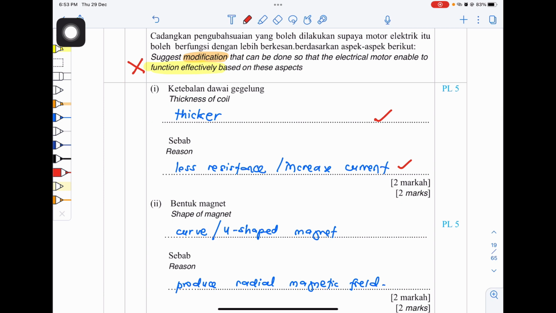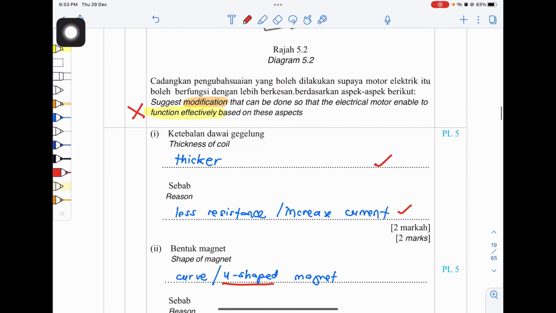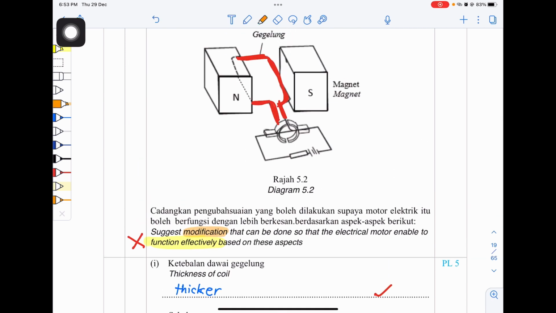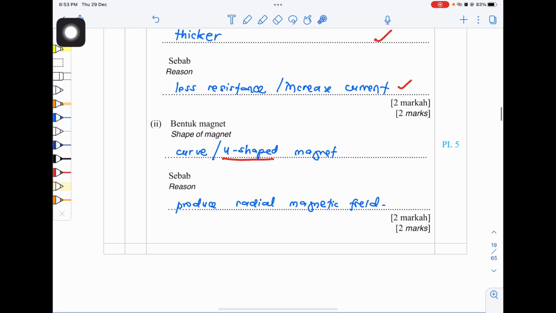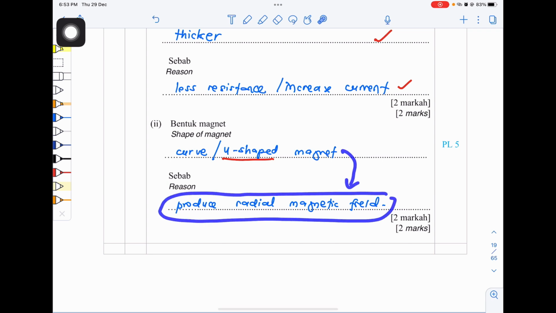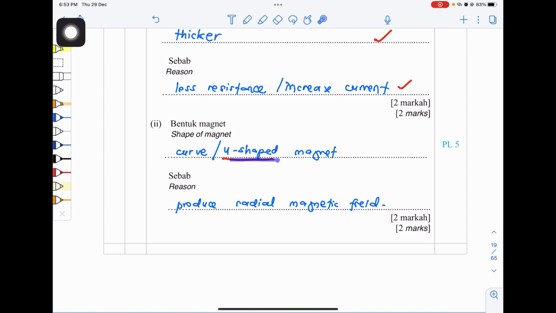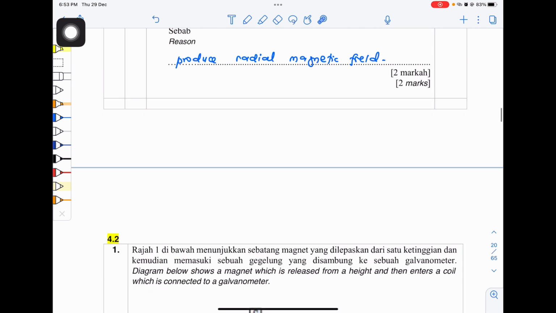And then the shape of magnet, usually we will improve it so that we use a U-shaped magnet. So how is a U-shaped magnet? It is a rectangular shape like this. We want to improvise, we use a radial shape or this C-shape, or U-shape is also fine. It has a U shape, or C shape, we can also call it curve. Why? So you can remember this answer directly. This must be the answer for the radial shape. The U-shape is to produce a radial magnetic field.